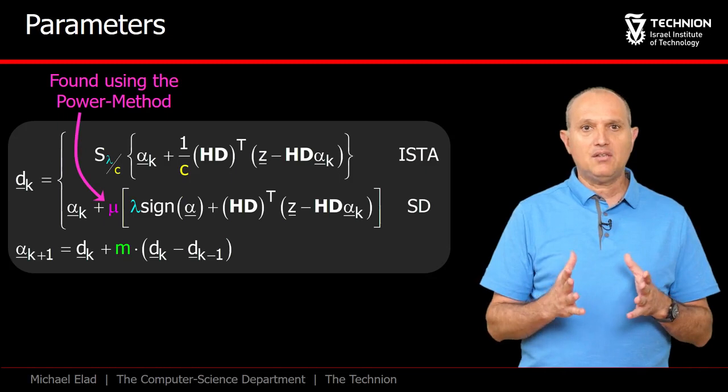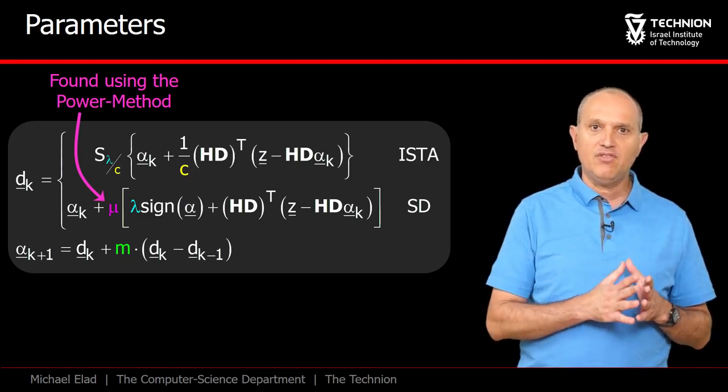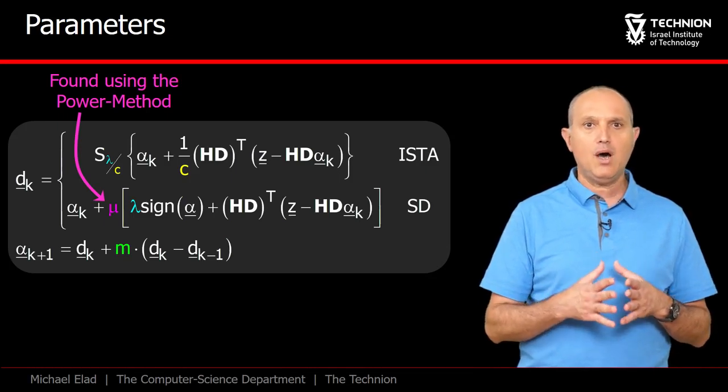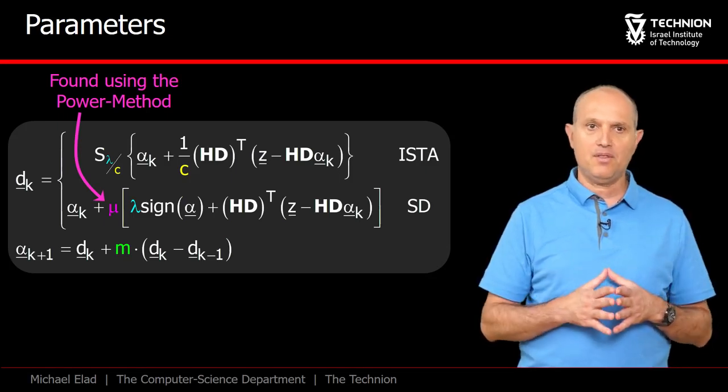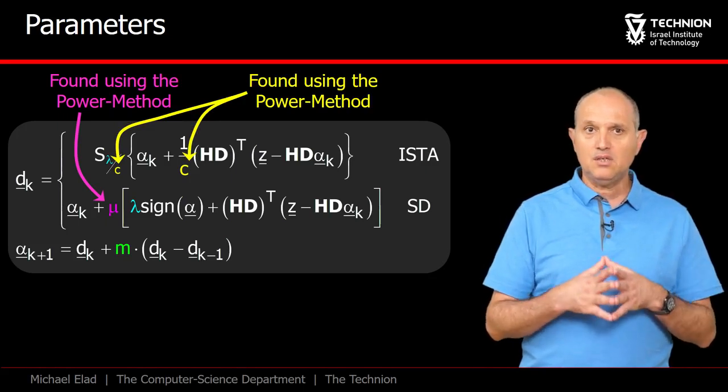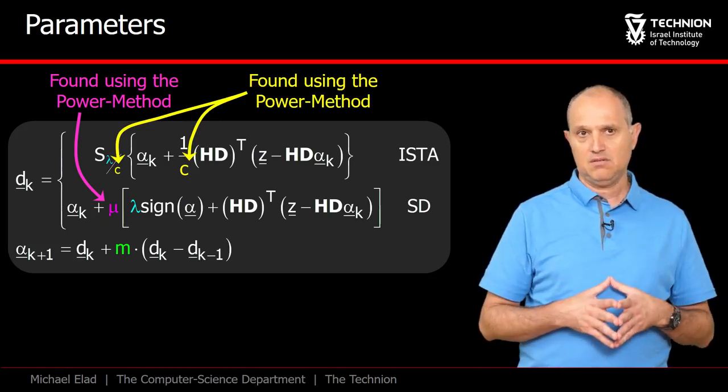We already saw that the SD step size is related to the eigenvalues of the Hessian of the function we are minimizing. We will show how to set it up using the power method. The same goes for the parameter C in ISTA. The power method is used to fix it, and we'll discuss it next.